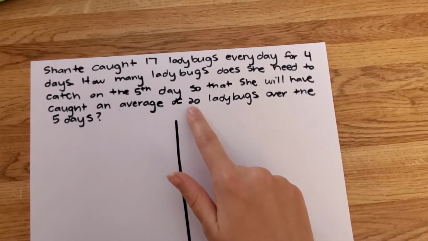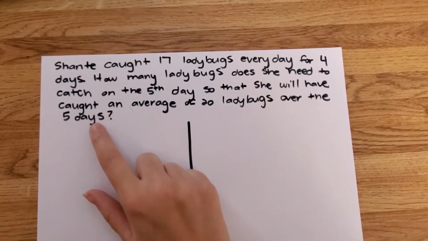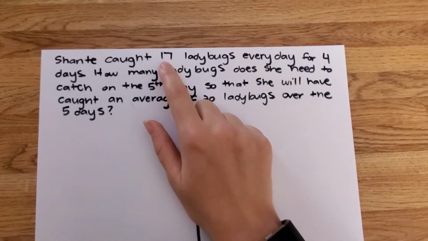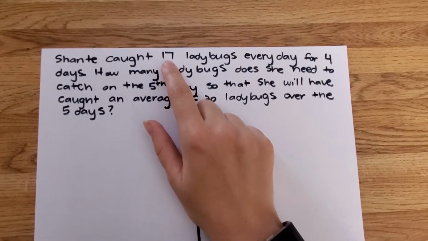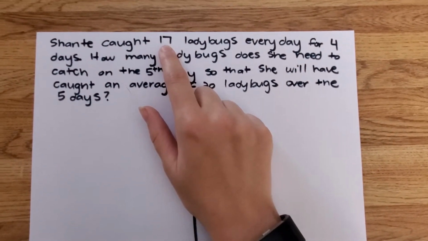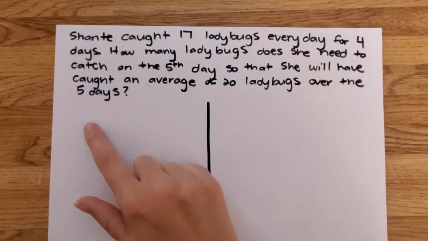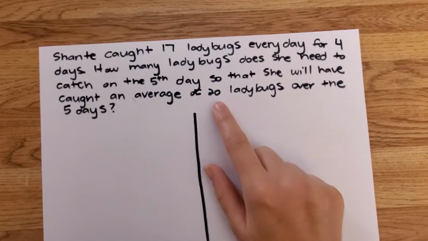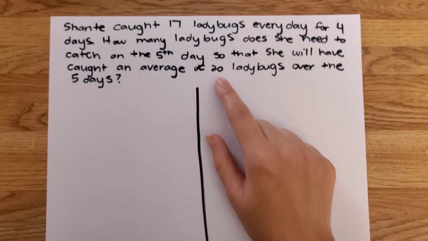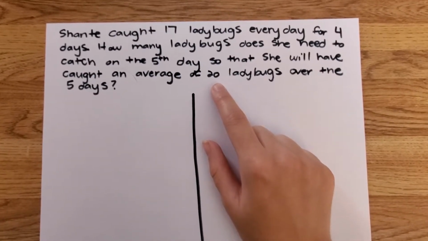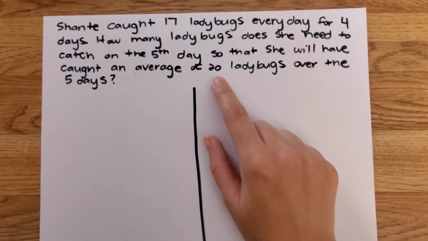So she wants this 5th day to raise her average, because right now she has 17 ladybugs every day for 4 days, so her average is 17 because it's the same every single day. But on this 5th day, she wants to make it look like she caught 20 ladybugs every day. She wants her average to be 20.